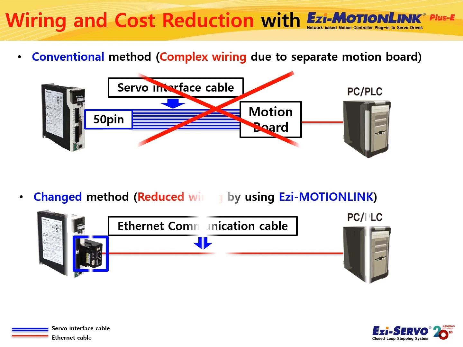With this, you can remove the complicated wiring bundle from the AC servo to the motion board. By using Ezi-MOTIONLINK, a 1-axis motion controller, the customer can use 5-axis AC servo with only an Ethernet communication cable, without a separate motion board. You can control these with the API that FASTECH provides.